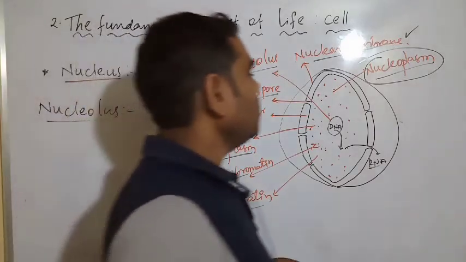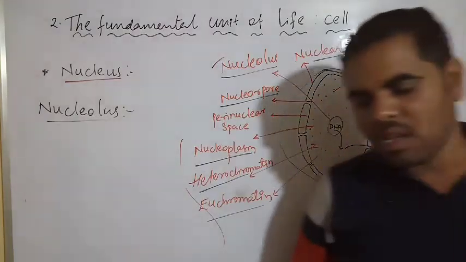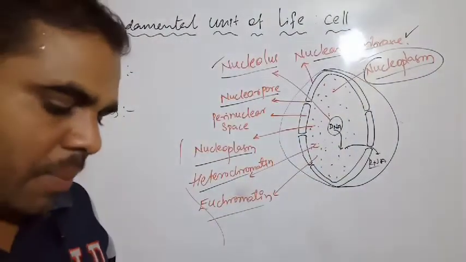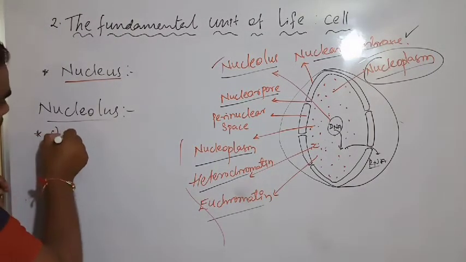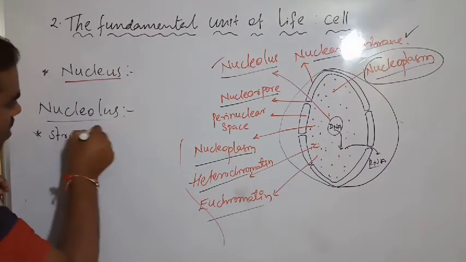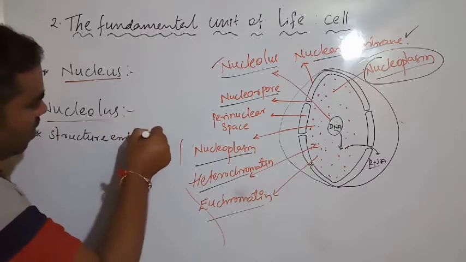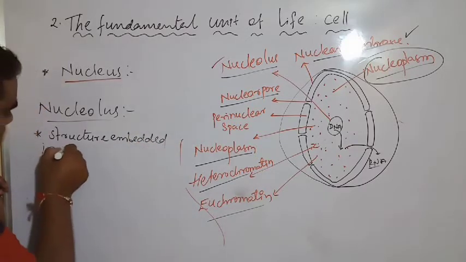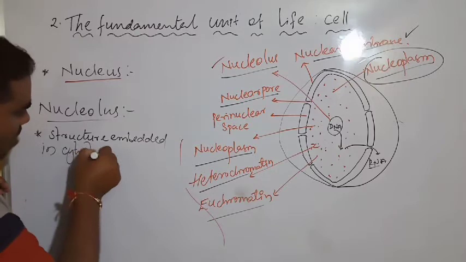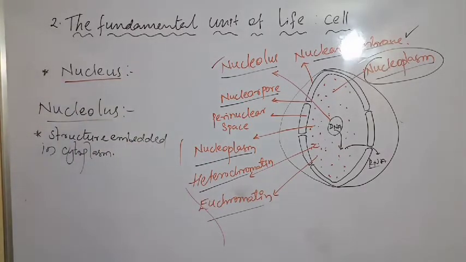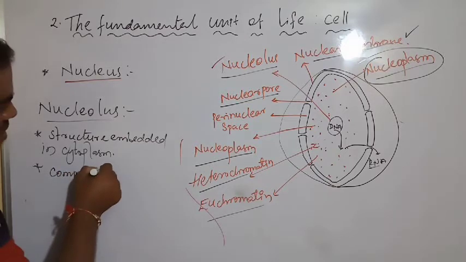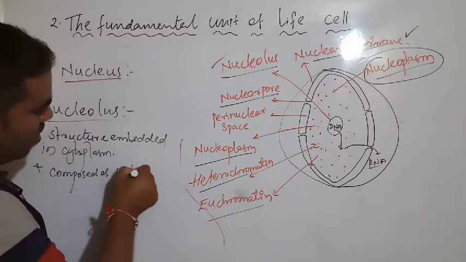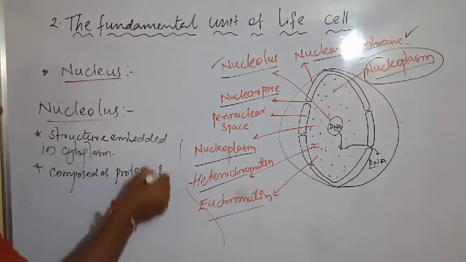See, the nucleus is present in the center of the cell, and here the nucleolus is a structure embedded in the cytoplasm. This structure embedded in the cytoplasm is composed of proteins and DNA. So this is also composed of protein and DNA.